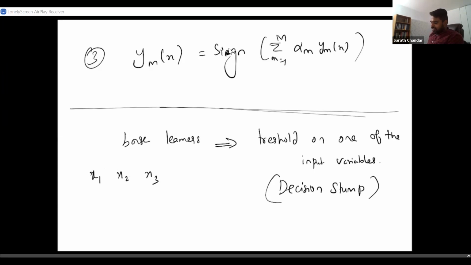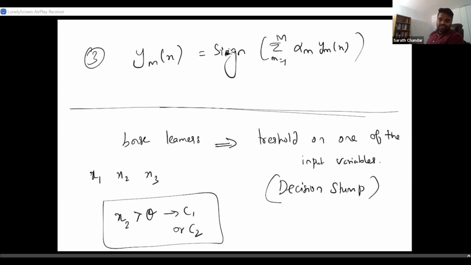Now this classifier will randomly pick one of these features, let's say x2, and just put a threshold on it. So if x2 is greater than some threshold, then it is class 1. Otherwise, it's class 2. This is my classifier. This is a very simple classifier. Now I'm going to take a bunch of such classifiers and construct a very complex classifier from this.